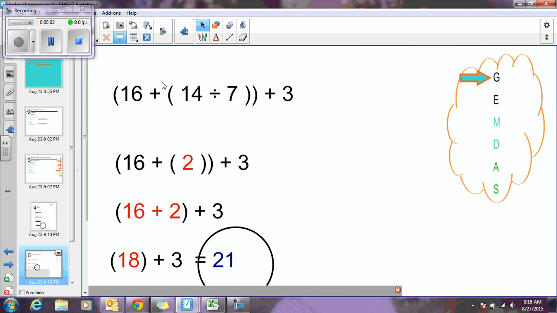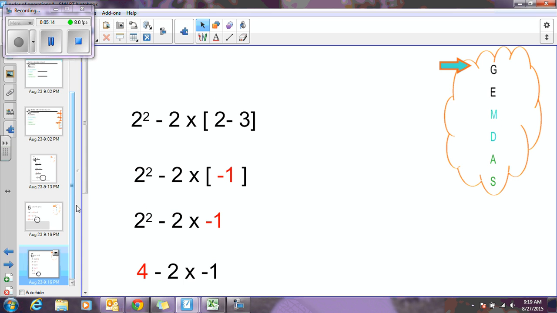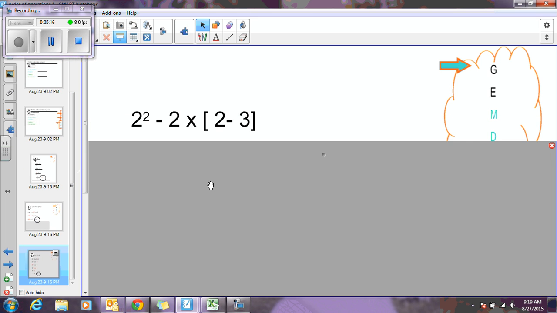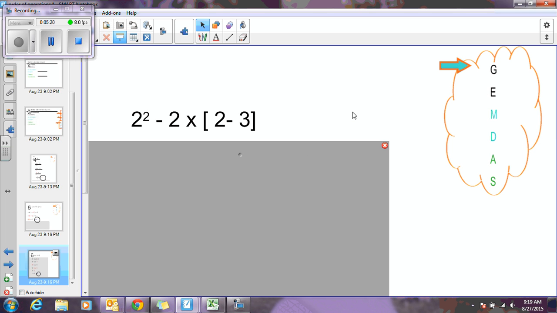So this problem just had a couple sets of grouping symbols, which we took care of the inside first, and then we worked our way out. But we still followed all of our GEMDAS steps. And the last problem we have has brackets and exponents. So it looks confusing, so let's just take our steps to help us figure it out.